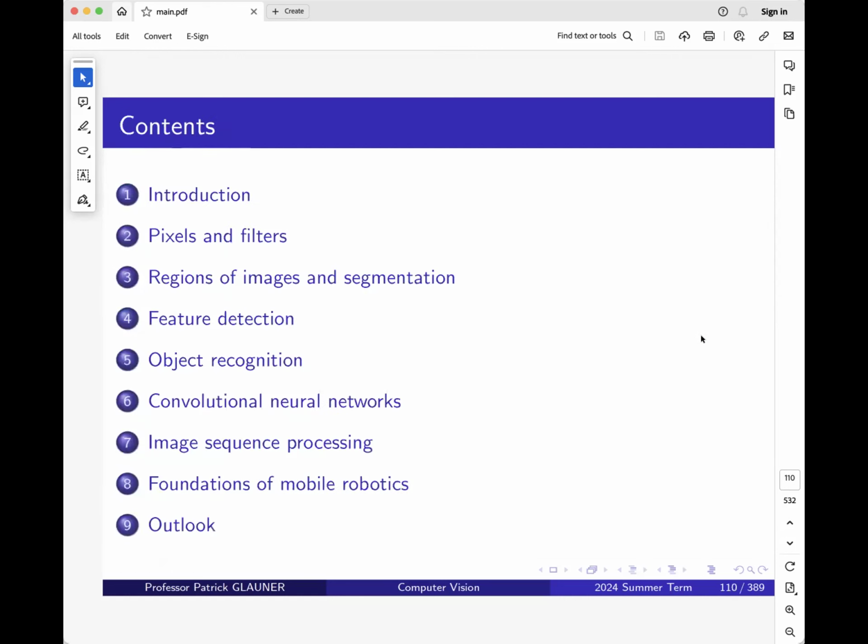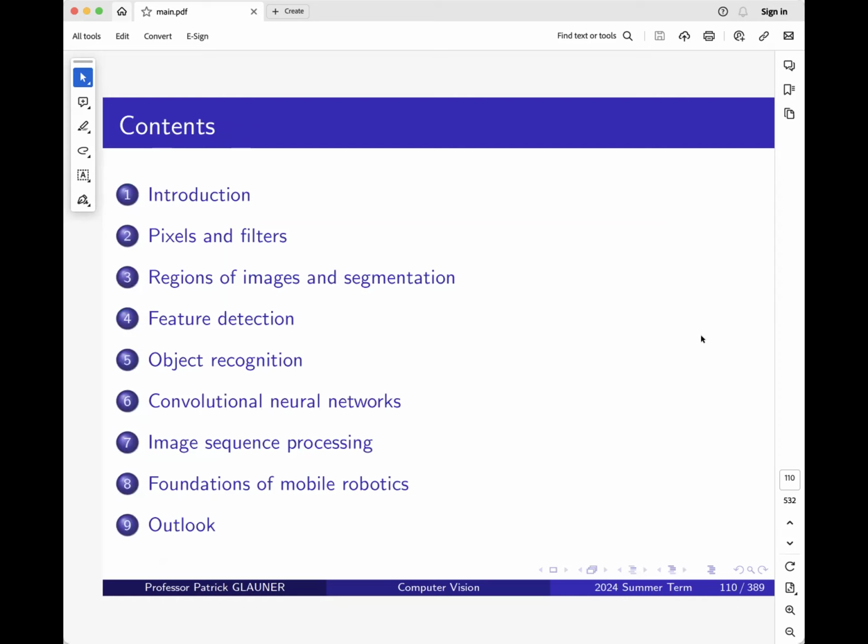So this was the chapter on regions of images and segmentation. And as usual, if you have questions, just raise your hand here in Zoom or send your questions in the chat. Like the question before, why do we do shuffling? I answered. You can also always raise your hand and use your microphone. You're most welcome to do this.